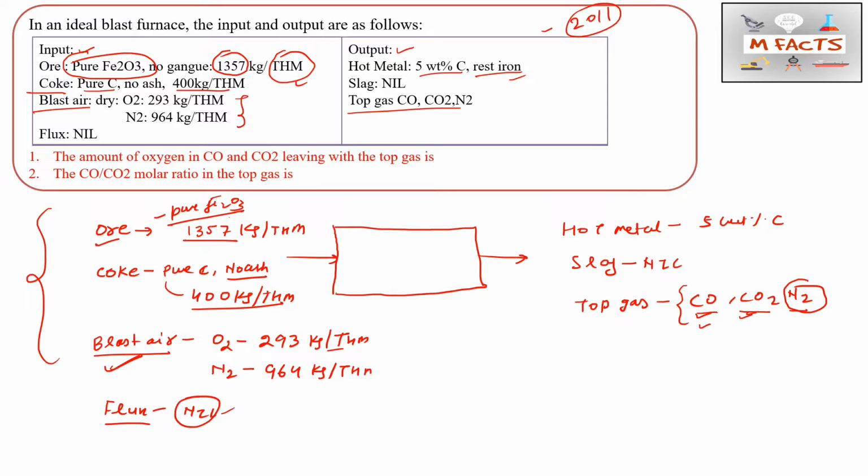This question is easy for top gas analysis, but the next question I do on top gas analysis will be a little more difficult because we will not take some assumptions there. The first question they have asked is the amount of oxygen in the CO and CO2 leaving in the top gases. So we need to calculate the weight of oxygen which is going out with this CO and CO2.